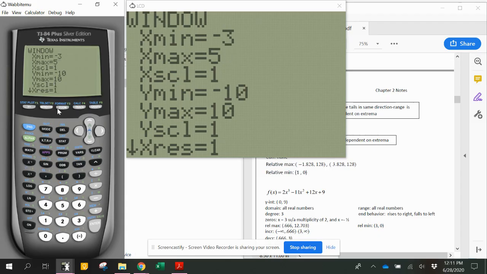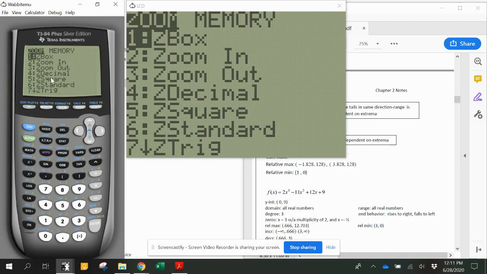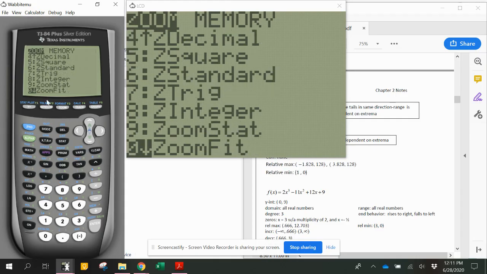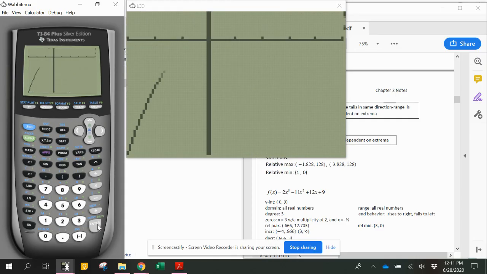Then I'm going to hit zoom, scroll down to fit, and press enter. So now, see, it goes from negative 3 to positive 5, like I said, but now I can see all the humps. This scale is crazy though, right? We know it goes way higher than this. They scaled the y-axis to be super small, so we could see all the important parts of our function.